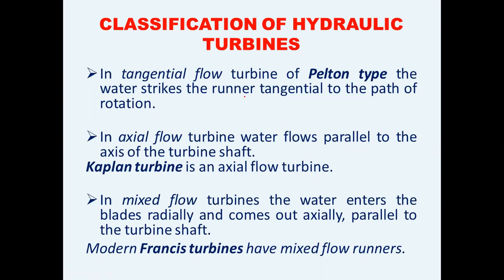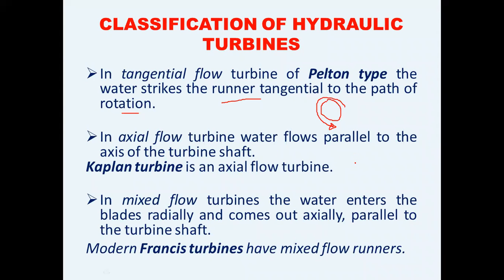Now, in the tangential flow turbine, as I have already told you, the water strikes the runner tangential to the path of the rotation. So the water jet is going to travel tangentially to the path of rotation. Next, axial flow turbine.